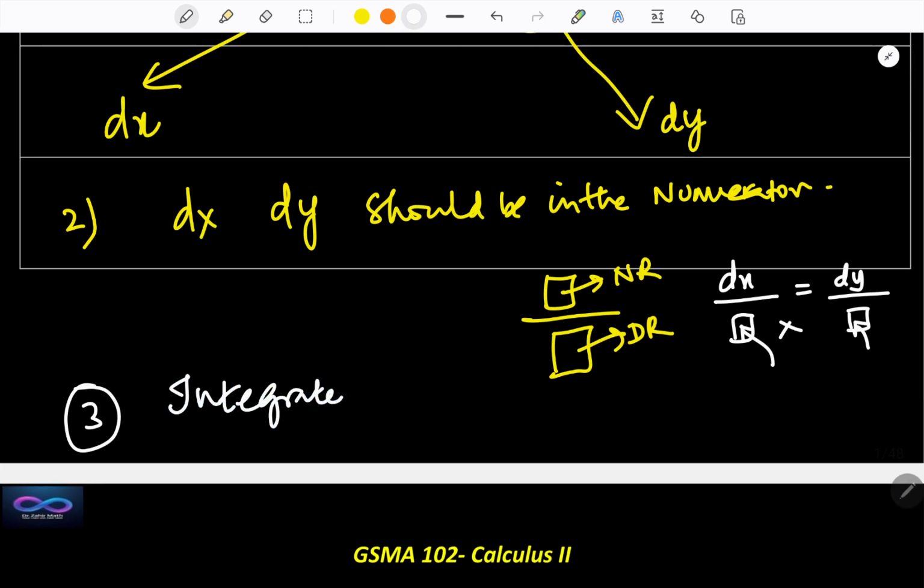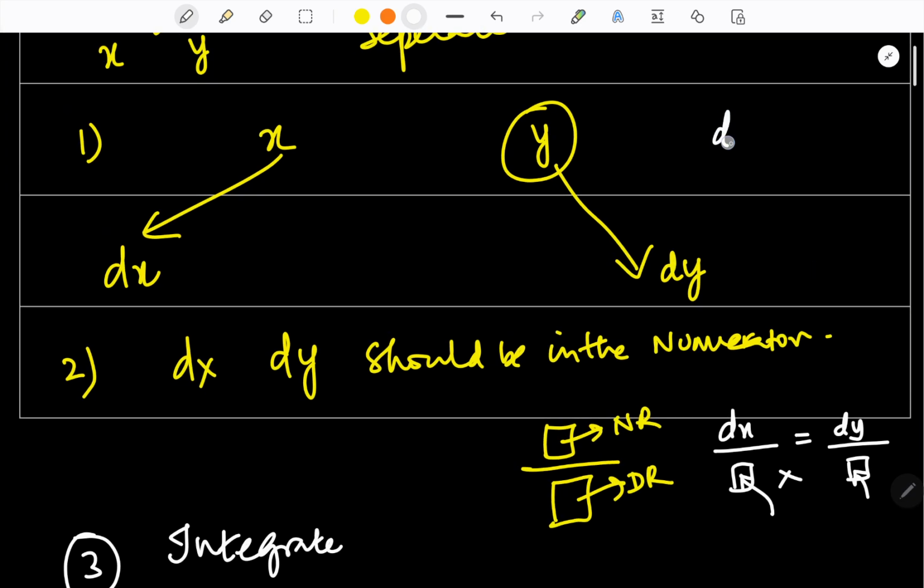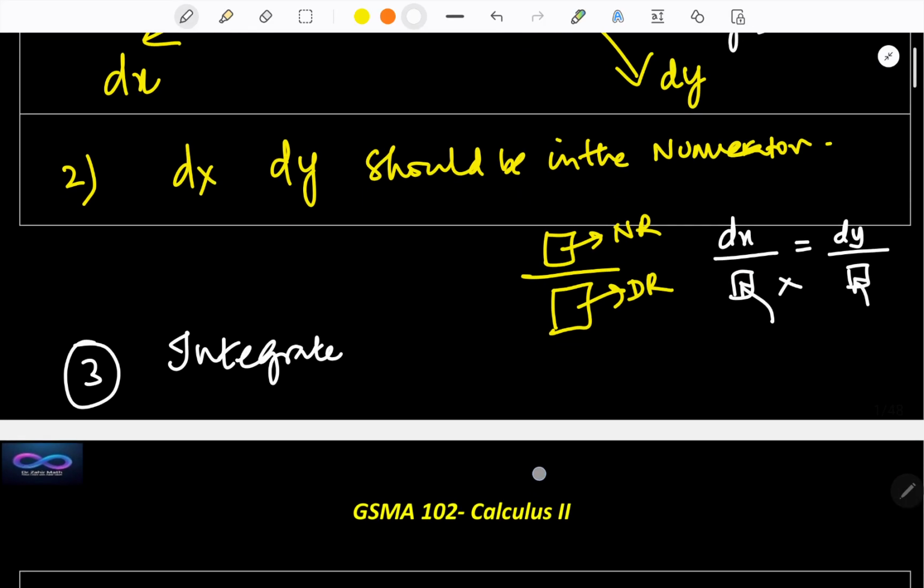integrate. Why are we integrating? Because the differential equation involves dx and dy. What do you mean by solution? Solution means x equals, y equals. When you integrate, you will get x, and when you integrate, you will get y. That's why we integrate.